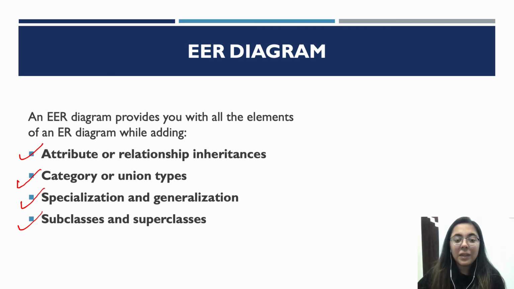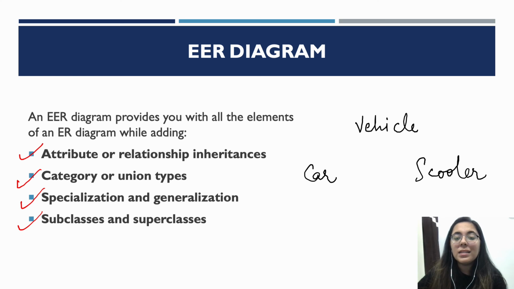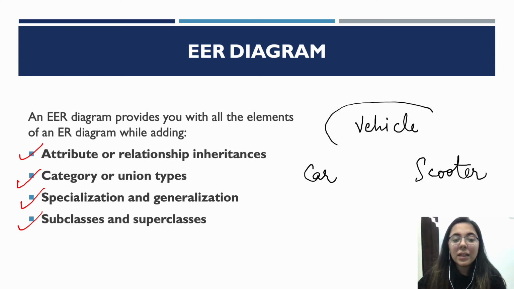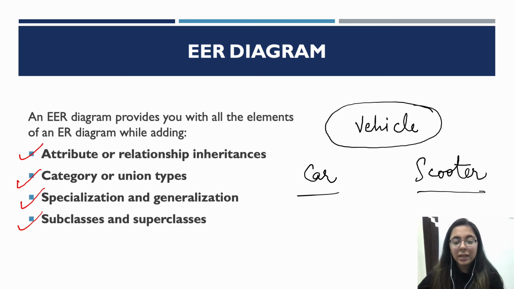Let us say that we have an entity vehicle while we have two more entities called car and scooter. So we can clearly see in this example that vehicle is a generalized entity class or a superclass, and similarly car and scooter are specialized entity classes or subclasses of vehicle. So this phenomena is called generalization and specialization, which is mainly seen in the EER diagram.